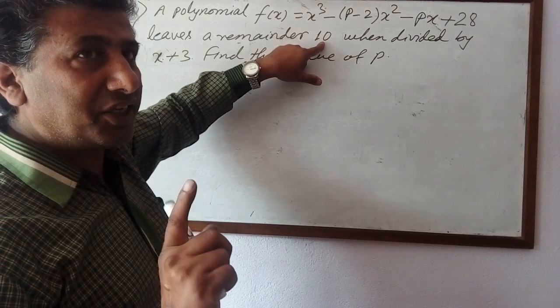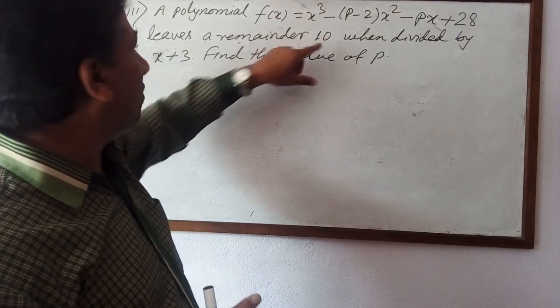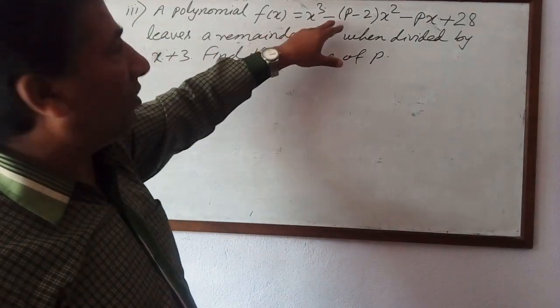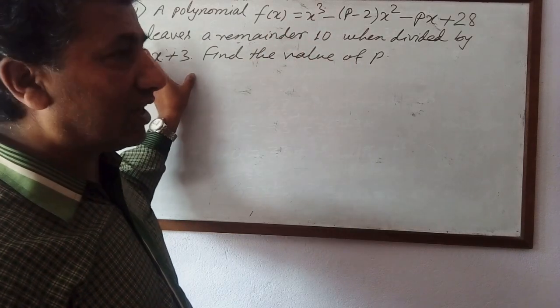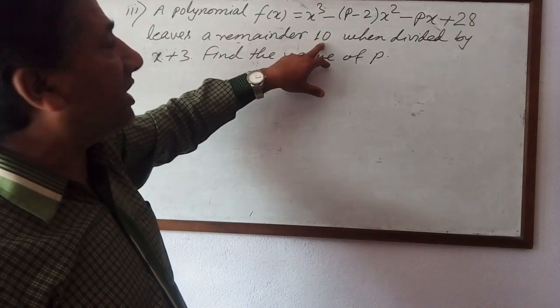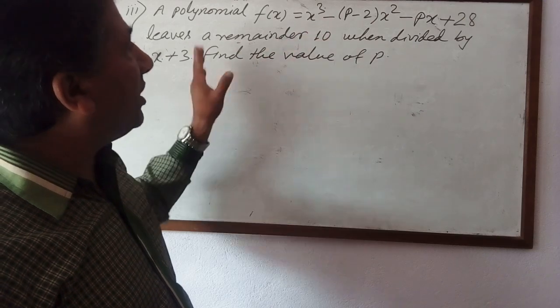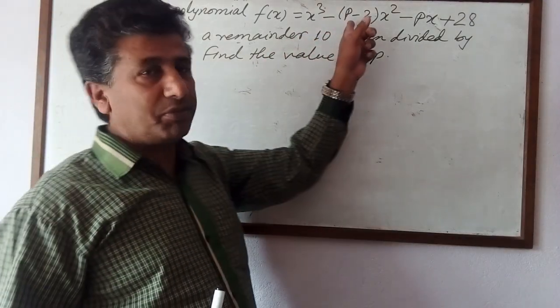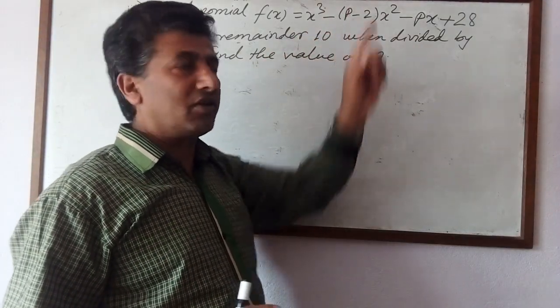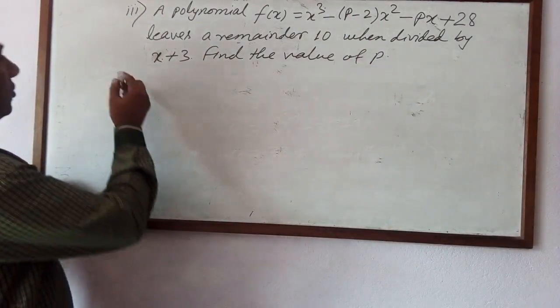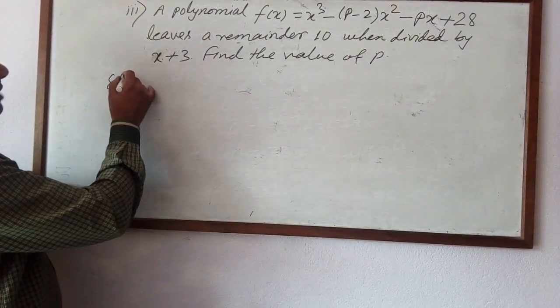It means remainder is not 0. That's why this is not a factor right now. At this condition, x plus 3 is not a factor because its remainder is 10. If its remainder is 10, then what is the value of this p? We have to find. This is the question. Now first solution. How to solve this type of question?